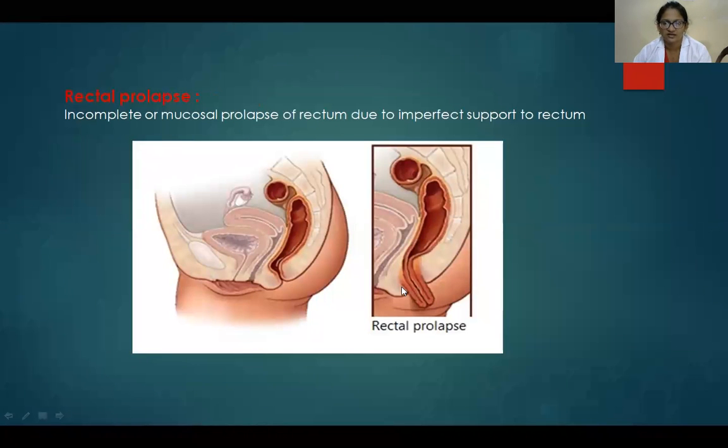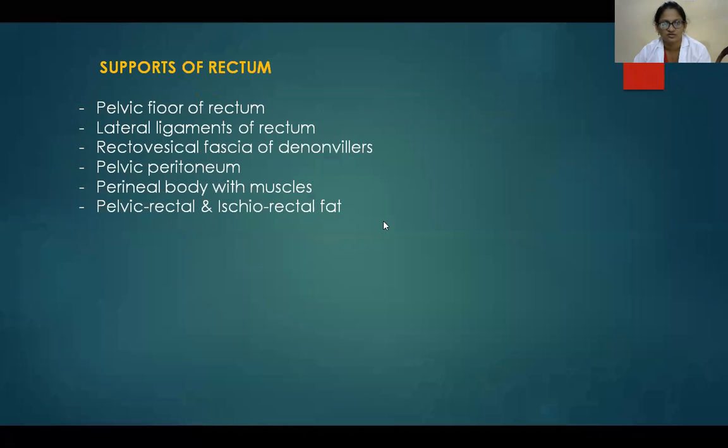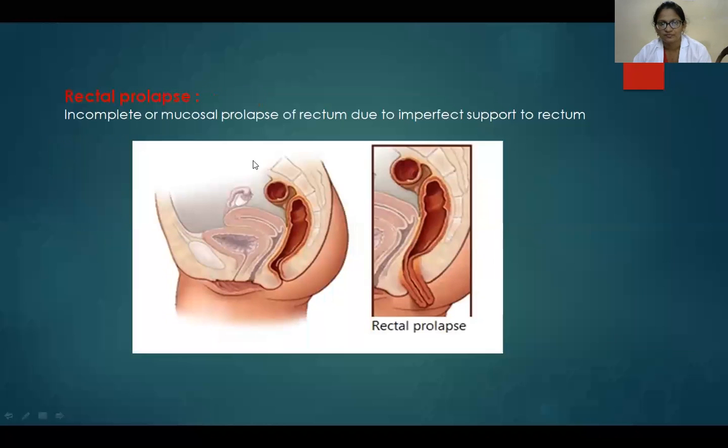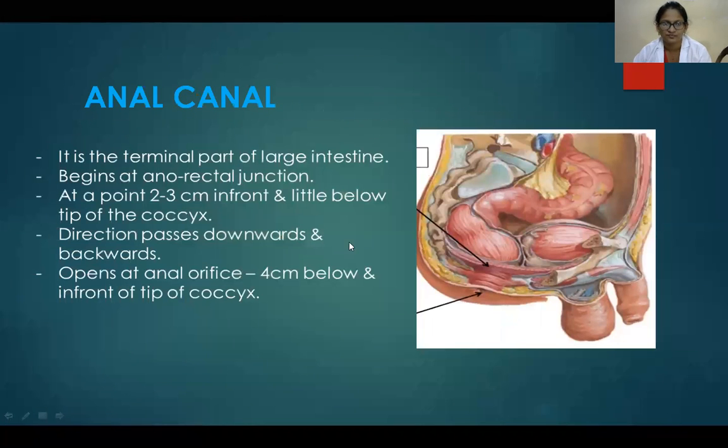Next, rectal prolapse. See, this is the normal picture, and this is the rectal prolapse picture. Incomplete or mucosal prolapse of the rectum is due to imperfect supports of the rectum. If the rectum is not supported by all the supporting structures, rectal prolapse occurs. This is the rectal prolapse.